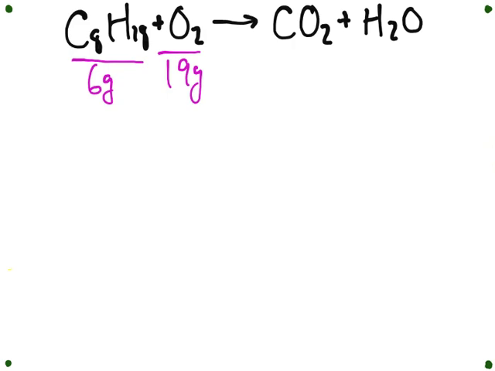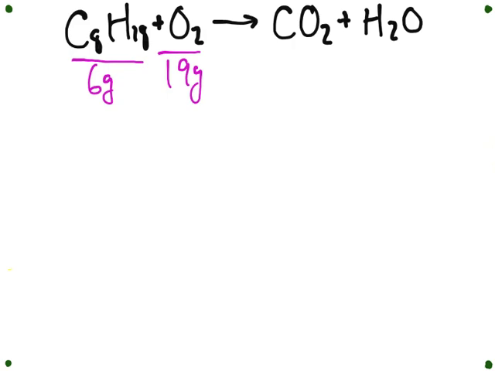So let's begin by rewriting our balanced equation. We'll write the mass of our given reactants below so we know exactly what we're working with, 6 grams and 19 grams. At this point, we choose one of these chemicals to compare to the other. It doesn't really matter which you choose first, but let's start with octane. We will now find out that if we have 6 grams of octane in this reaction, how much oxygen will we need to react with all of that octane?